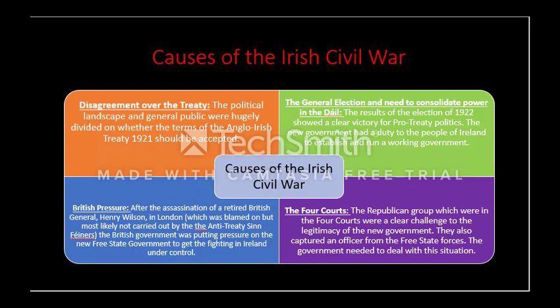We have a lot of British pressure. Okay, so Britain is putting pressure on Ireland. They need Ireland to have a working government. Now, an important leader, a retired British general, Henry Wilson, was assassinated in London around this time. The British blame the anti-treaty Sinn Féiners. Okay? That's who they believe has assassinated Henry Wilson.